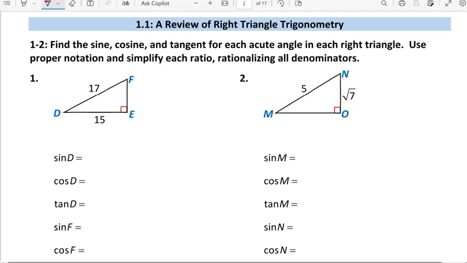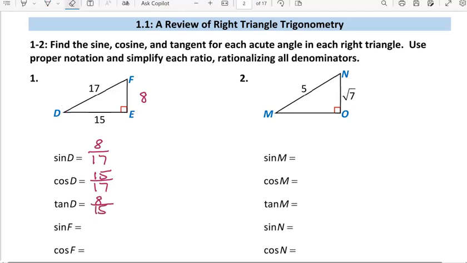Okay, so in number 1, we have 2 sides only given for this triangle, but this is an 8, 15, 17 triple, so we can know what that third side is. For angle D, sine is equal to the opposite over the hypotenuse. Cosine is equal to the adjacent over the hypotenuse. Tangent is equal to the opposite over the adjacent.